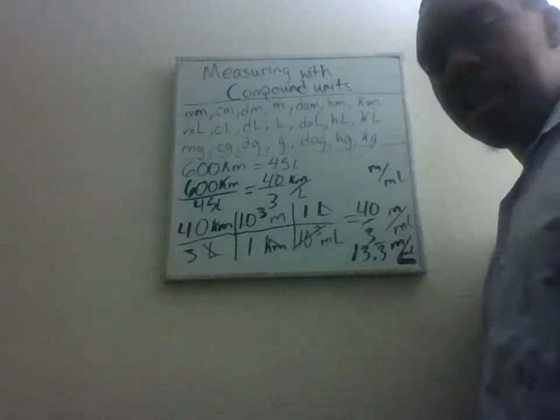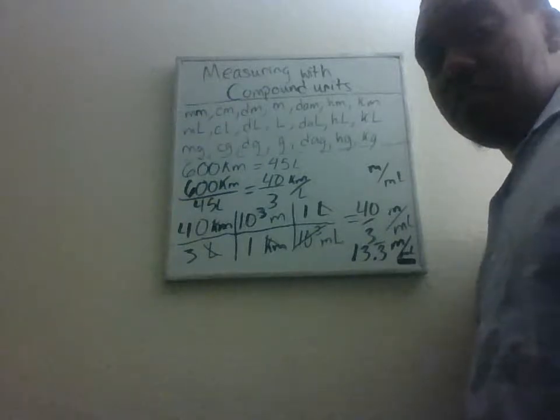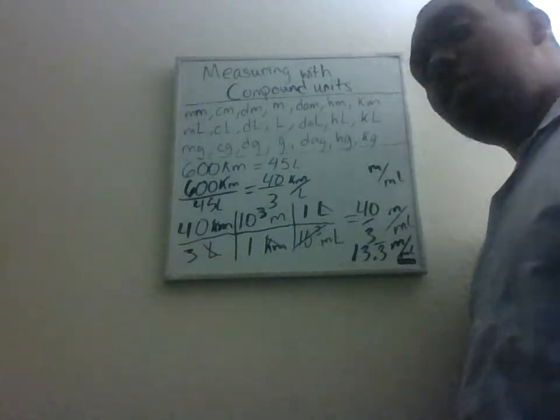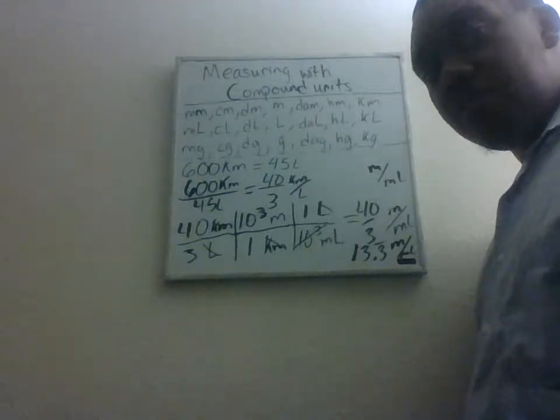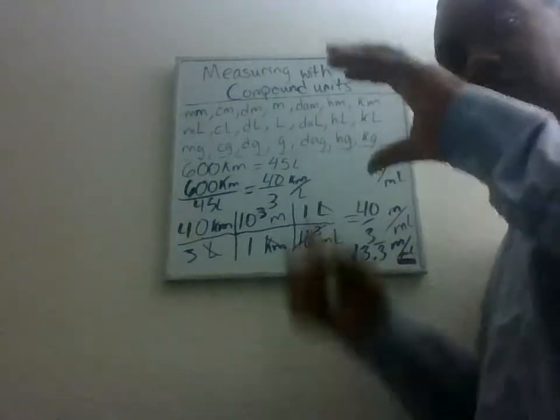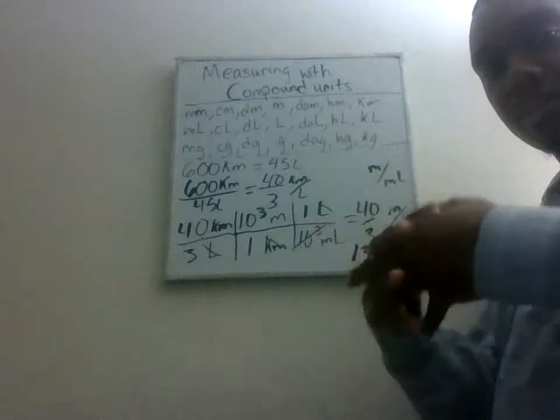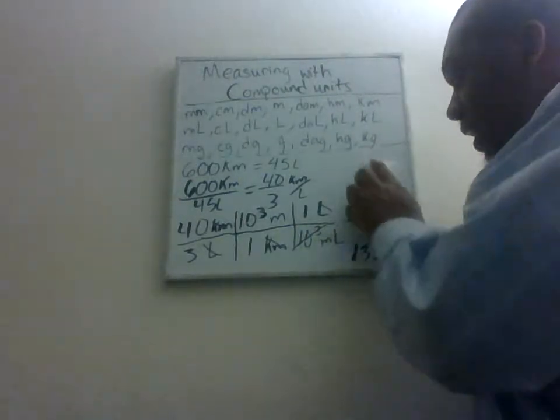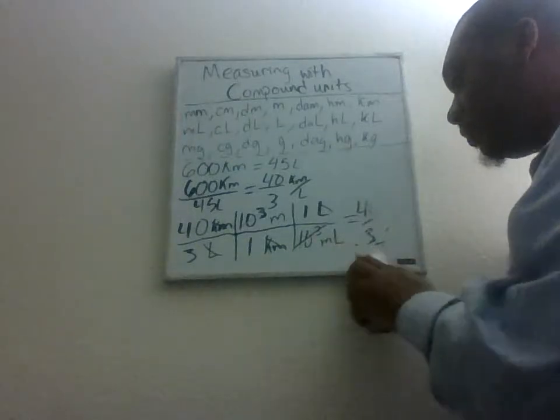That's not bad, right? Might be kind of hard for many of you to visualize how much that is, but all right. So that is a compound unit of measurement. Remember, compound means you take two different types of units of measurements and put them together, okay? I'm going to show you a common one that's used in science.